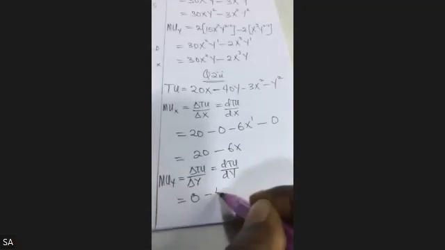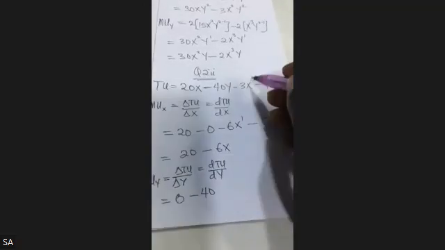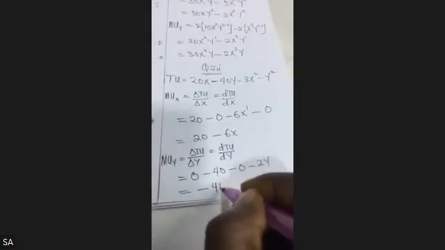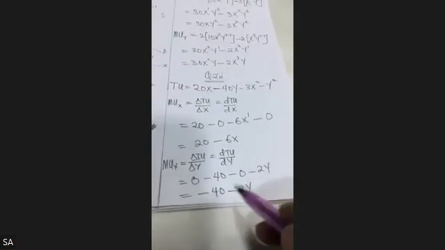This one will give us minus 40. There is no y attached here, so this one is 0. But here, there is y. Differentiating y squared, class, gives you minus 2y. So let's go straight to the answer. This is minus 40 minus 2y. That is your marginal utility of y.